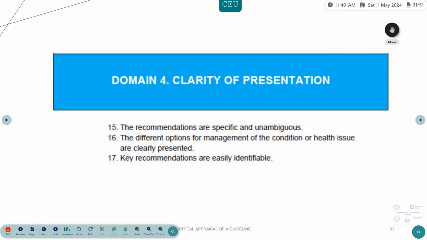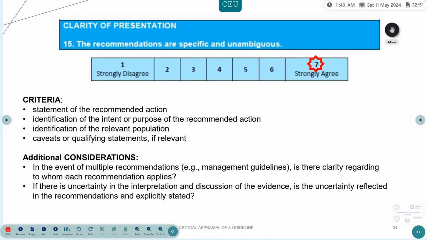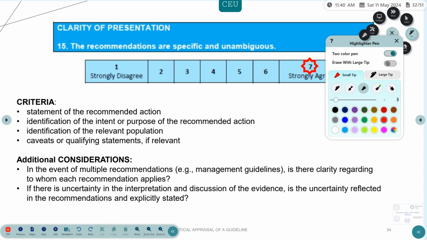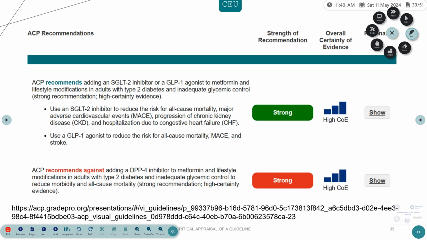So domain 4 is the clarity. When you read the guideline, is it all easily identifiable? So the recommendations are specific and unambiguous. For this one, this is the criteria which is usually given for each domain. I've mentioned it here so that we understand a little better, because this is the final part of the recommendation. So is the statement of the recommendation clearly given, the identification of the intent and the purposes, the identification of the relevant population, and any qualifying statements, if any. Then additionally, as I said, it's always about whether there is any uncertainty, clarity.